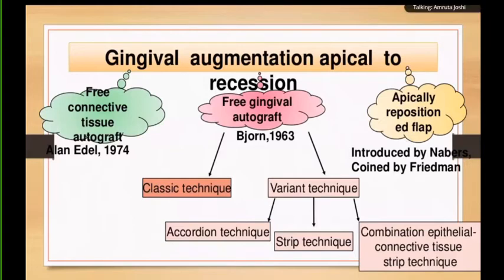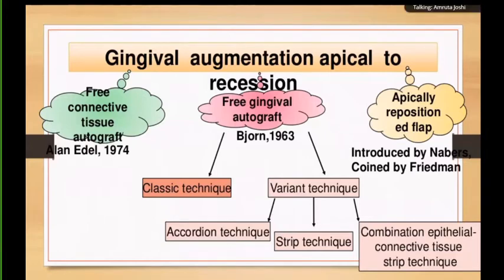Remember, but here what we are seeing right now, what is our aim? Our aim is not root coverage. Our aim is to increase the width of attached gingiva. However, the third category, apically repositioned flap, is only used for increasing the width of attached gingiva. If you are taking the flap apically downward, how can you achieve root coverage? You cannot. That's why this third technique can never be used for root coverage. Okay. Now we'll first start with free gingival autograft.